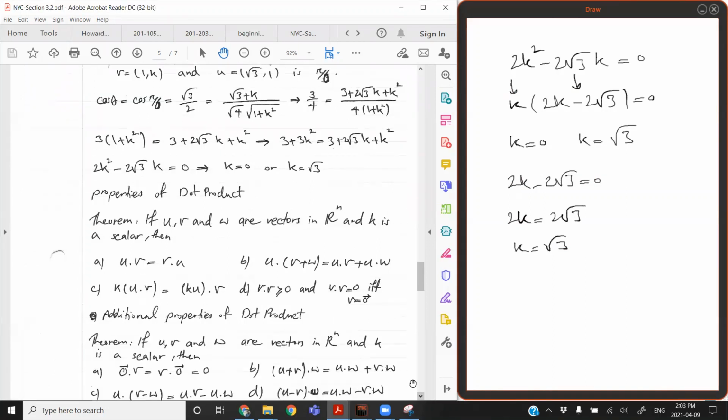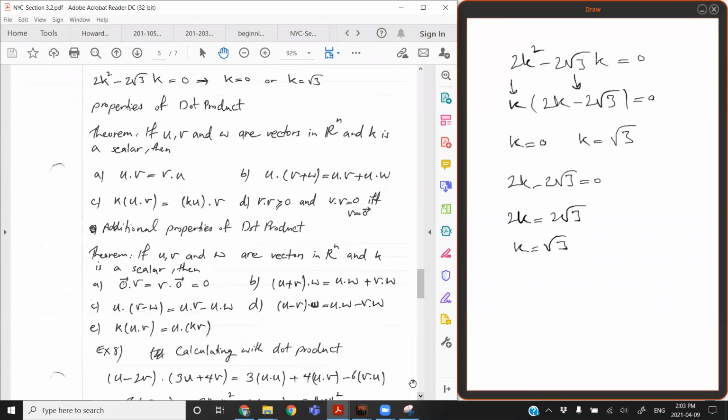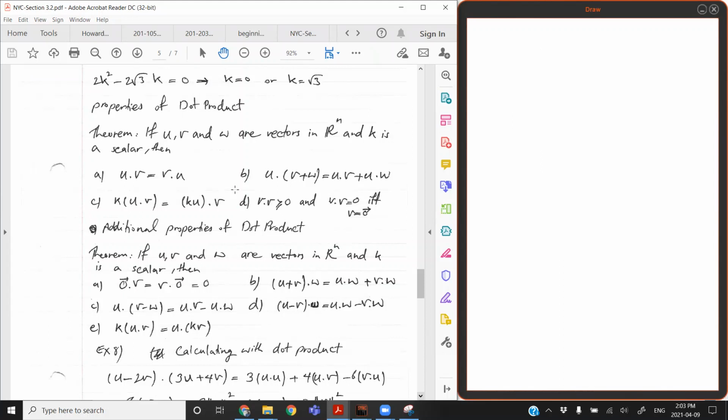Next, we're going to look at some of the properties of dot product. Theorem: if u, v, and w are vectors in Rn, and k is a scalar. So u, v, and w are vectors from any space, and k is a scalar. Then, all these properties come directly from the definition of the dot product. U dot v is equal to v dot u, so the dot product is commutative. And then we have u dot (v plus w) is u dot v plus u dot w. So it's distributive.